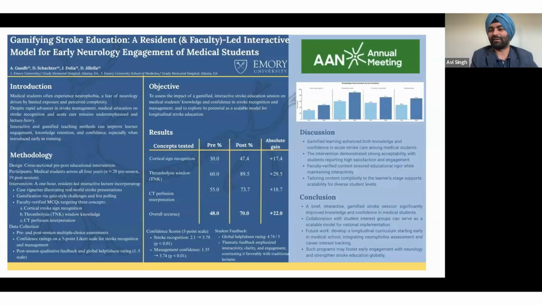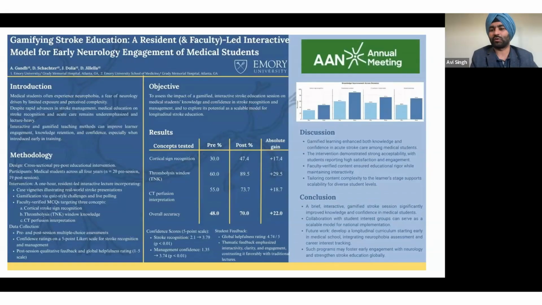Basically, gamified learning enhanced both knowledge and confidence in acute stroke care among medical students. That was a big realization at the end of this intervention. The intervention also demonstrated strong acceptability, with students reporting high satisfaction and engagement.